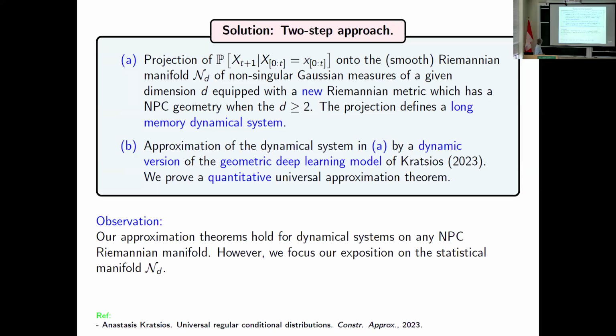One observation is that if you read the whole paper, it basically focuses on the statistical manifold of non-singular Gaussian measures, but all the results can be adapted to dynamical systems on any non-positive curvature Riemannian manifold. This is a remark that I wanted to make. The main reference for this model is this one by Anastasis.